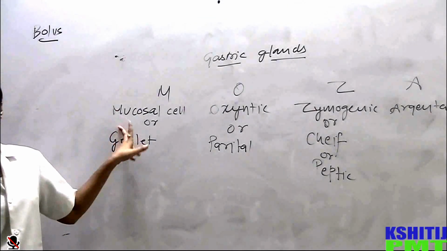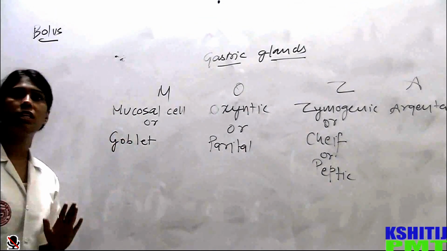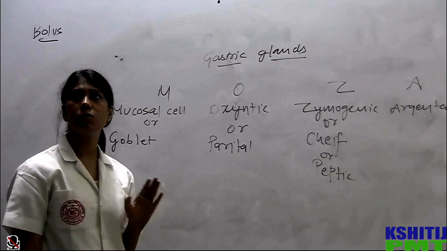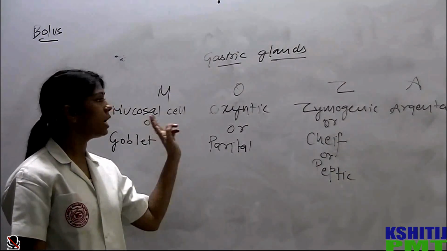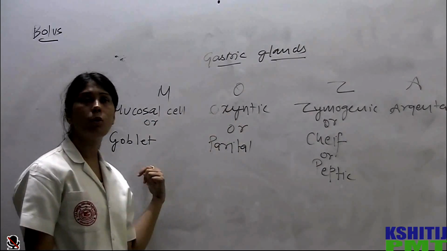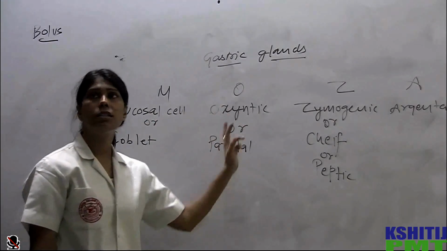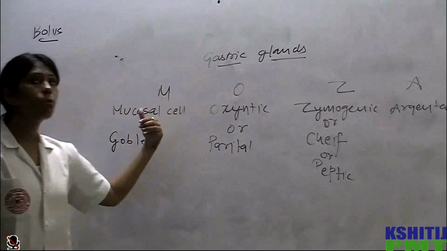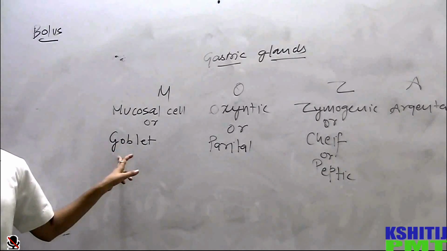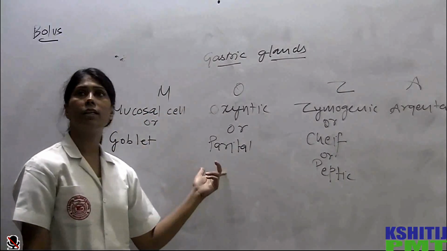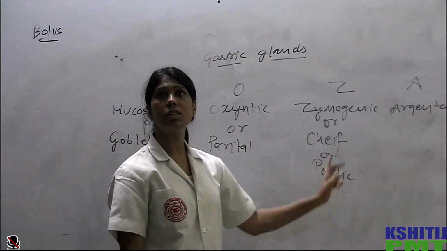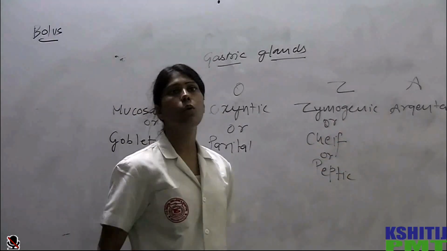So there are four types of cells present in gastric gland. That is MOZA: M for mucosa, O for oxytic, Z for zygogenic, and A for Argenta. Mucosal cells are also called goblet cells, oxytic cells are called parietal cells, zygogenic cells are called sheath or peptic cells, and Argenta cells have no other name.